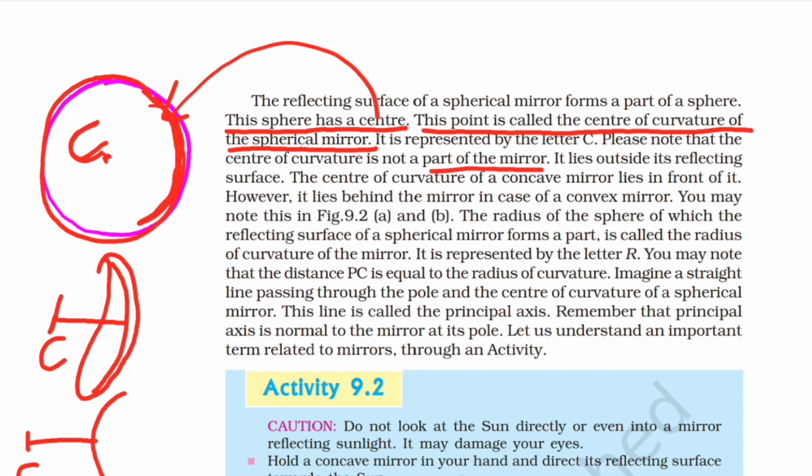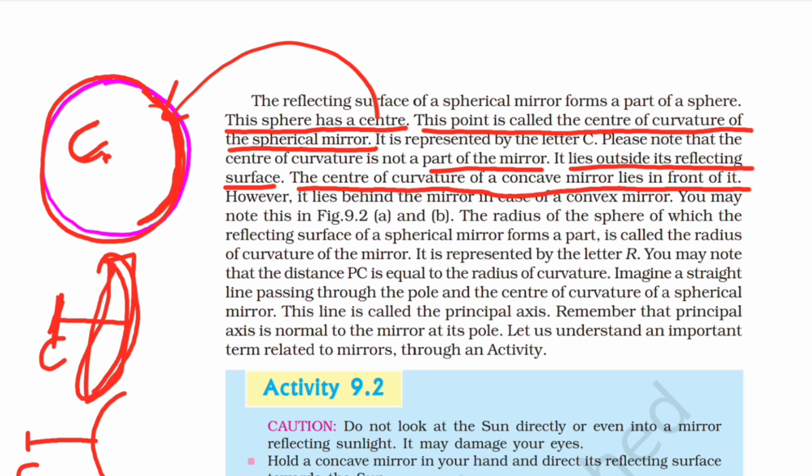It lies outside its reflecting surface. It is lying outside, in the concave mirror and also in the convex mirror. The center of curvature of a concave mirror lies in front of it. In a concave mirror, we can see it in front of the mirror. Imagine that it is a concave mirror.